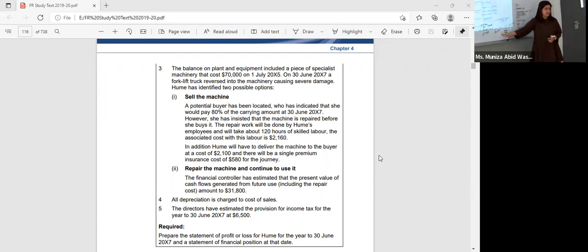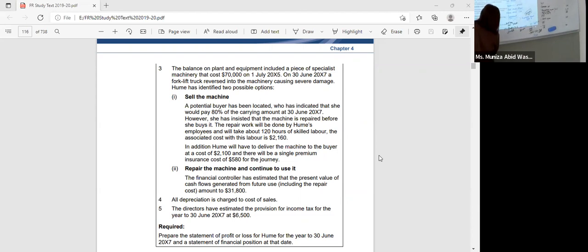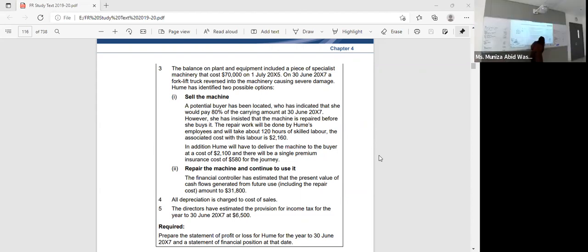Recoverable amount is greater of value in use and NRV. So which one is greater? 31,800. 31,800 would be our recoverable amount. Now see whether the impairment has occurred or not. Is your carrying value more than the recoverable amount? So impairment has occurred. How much impairment is there? Calculate. Impairment is 44,800 minus 31,800. 13,000.